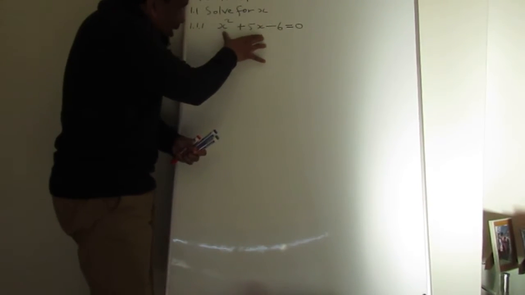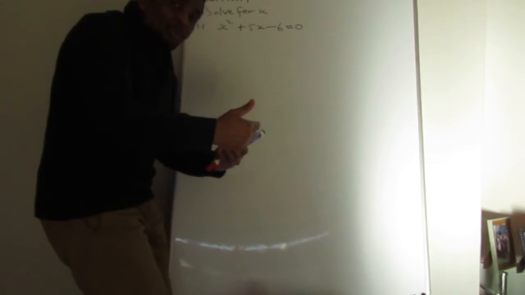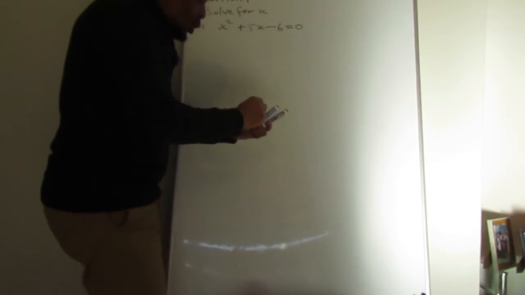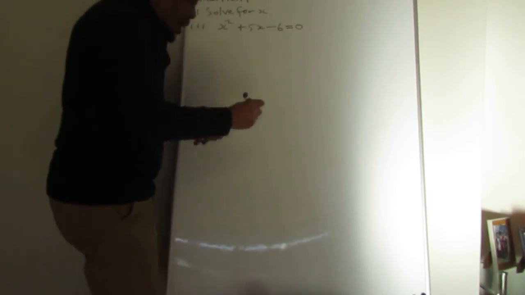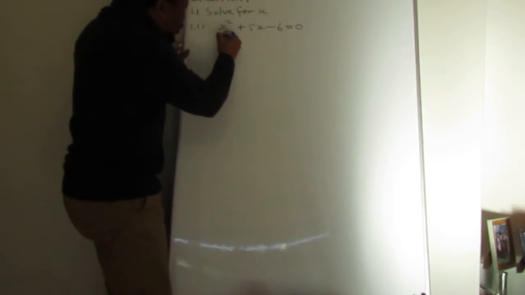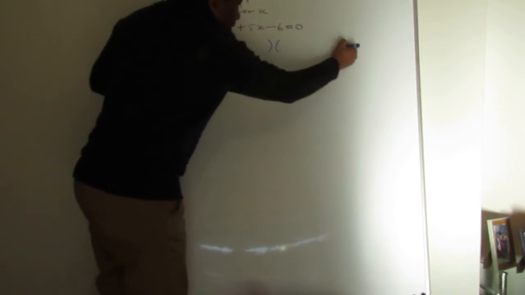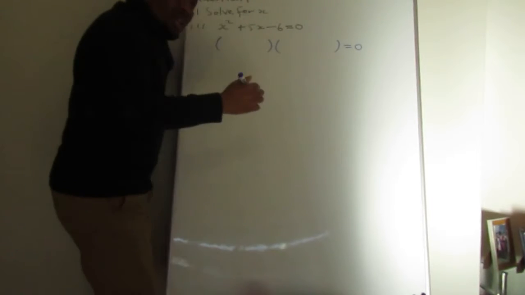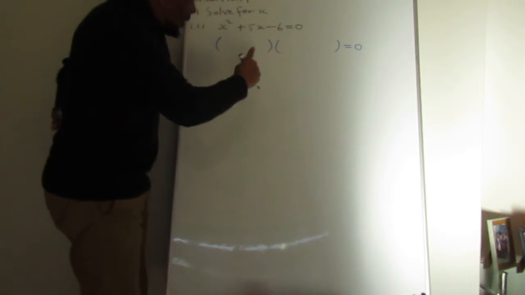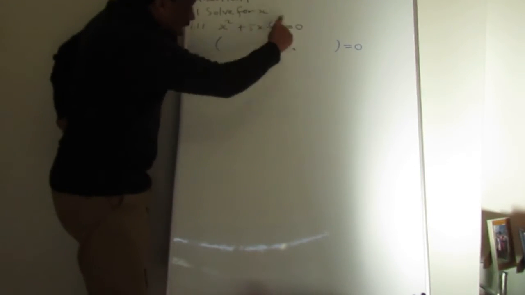With a quadratic, if I'm asked to solve for x, the first thing I think of is factorization. Full stop. So what do I do in a case like this? Before doing anything, the first thing I do is draw these brackets, equal to 0. That's how I deal with factorization.